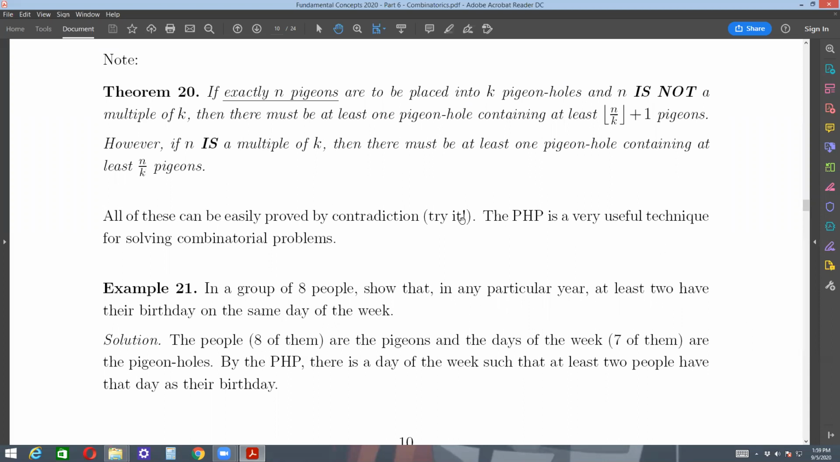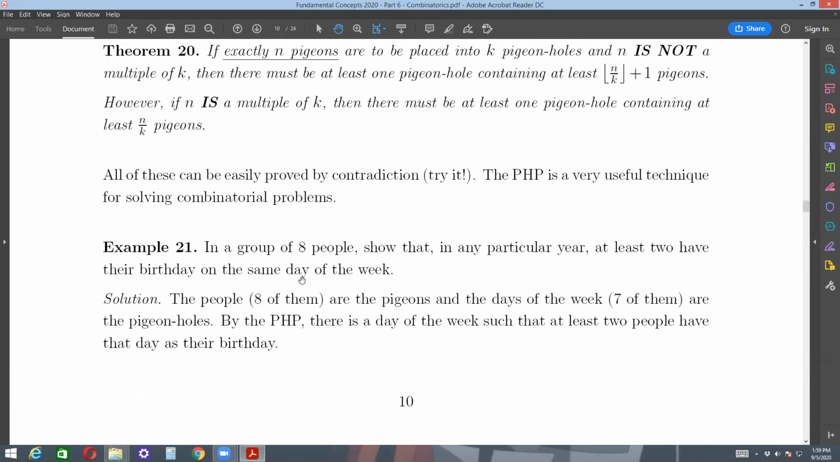All right. So I want you all to try to prove all of these by contradiction. Let's see how this works now. In a group of 8 people, show that in any particular year, at least 2 have their birthday on the same day of the week.